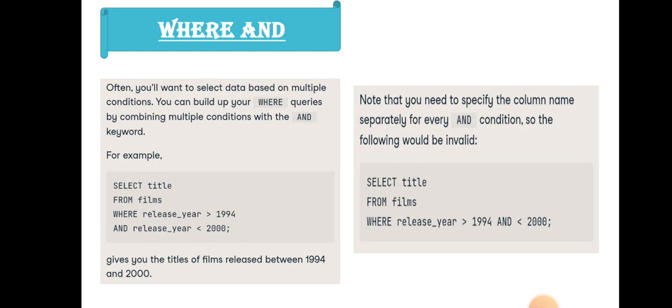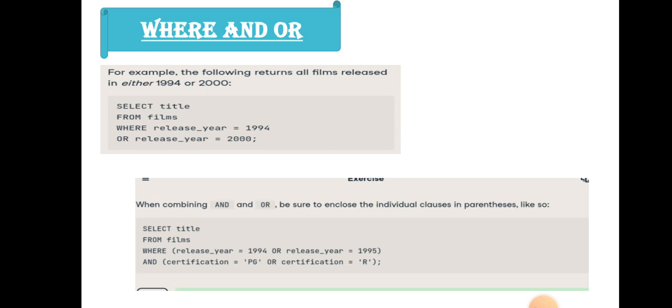We can write this in both ways, WHERE and OR. For example, the following returns all films released in either 1994 or 2000. SELECT title FROM films WHERE release_year = 1994 OR release_year = 2000.